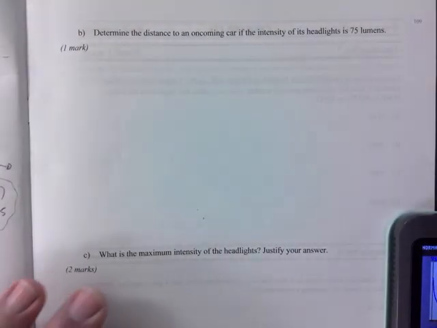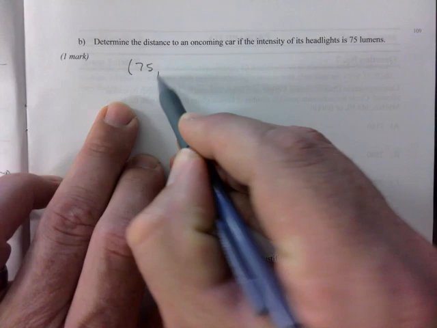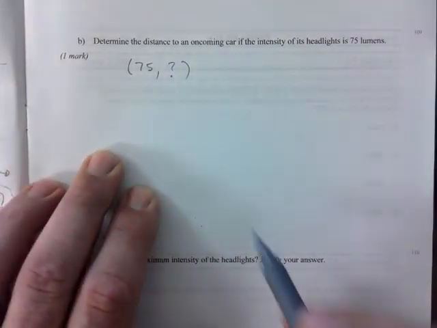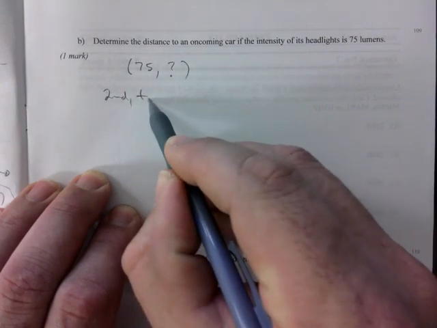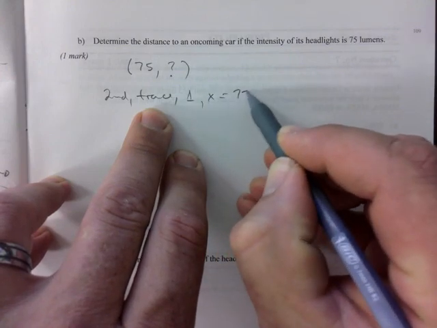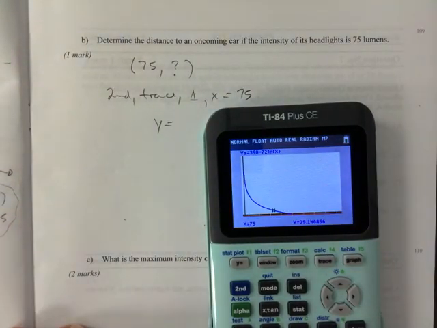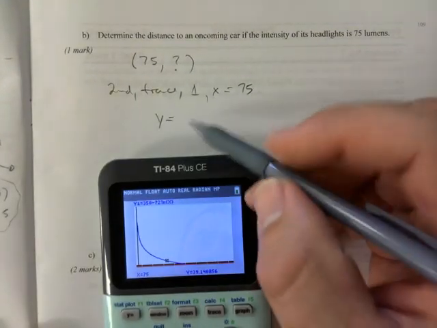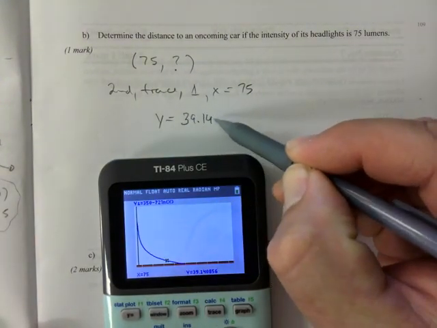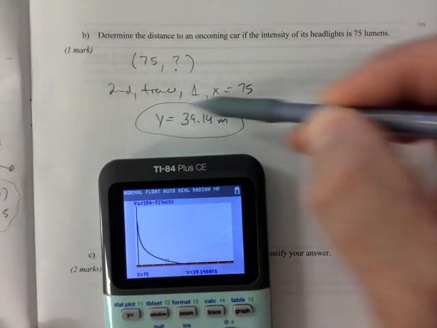Let's keep going. B, determine the distance to an oncoming car if the intensity of its headlights is 75 lumens. So basically what they're asking is if x is 75, what is y? You can actually use this point as well when you go back to your graph. Second trace 1, x is equal to 75, y is equal to 39.14 meters. There you go. 1 mark for that.